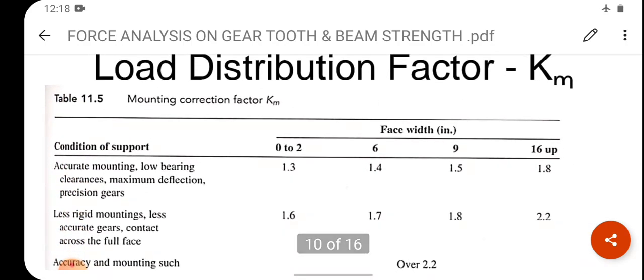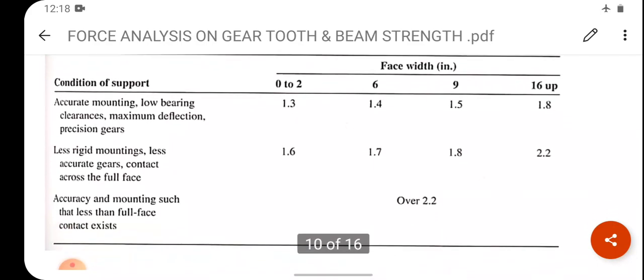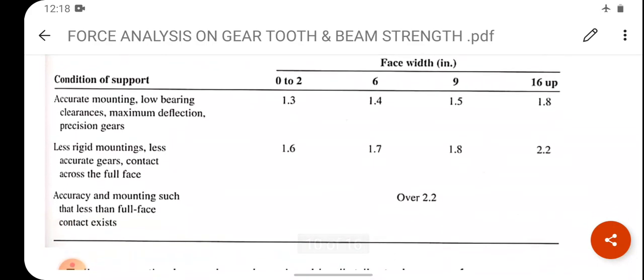Now we will discuss load distribution factor, that is Km. It is denoted by Km. Mounting correction factor Km. Similar is the case which I already discussed in the previous slides. Here also, considering column, condition of support, and face width in inches, 0 to 2 inch, 6 inch, 9 inch, 16 up to 16.